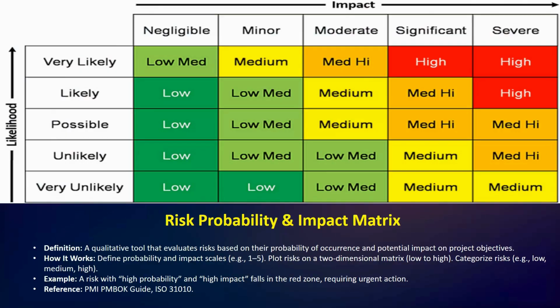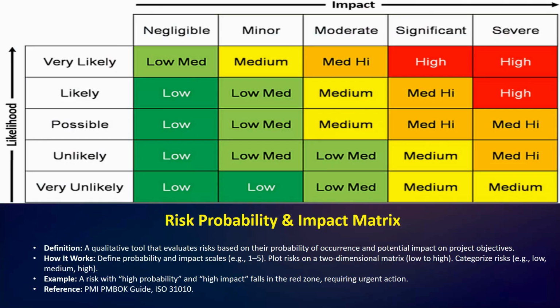So first we have the risk probability and impact matrix. I have added an example here in a picture. You can check it and you can also understand. This is the first tool, the risk probability and impact matrix. It's a classic for a reason.